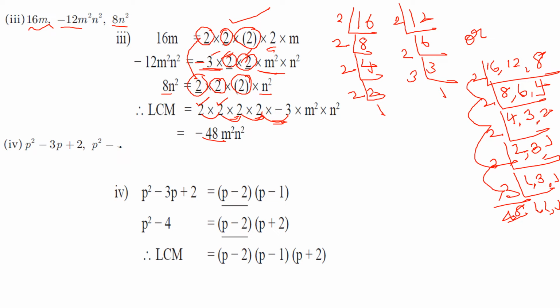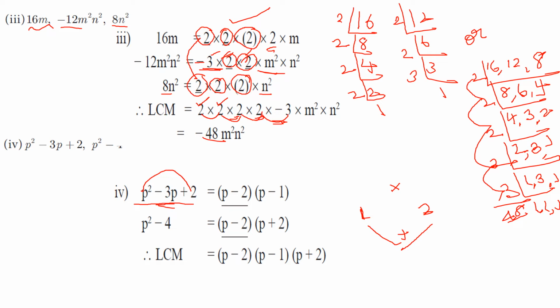Fourth one, p squared minus 3p plus 2. First we will find the factor of this. How will you find the factor? If we multiply, it will come 2, and if we add, minus 3. That means if you take 1 into 2 factor, if you multiply, the 2 will come, but it will not come minus 3. If we add, it will come plus 3 only.